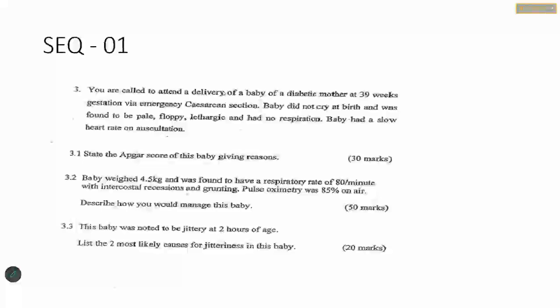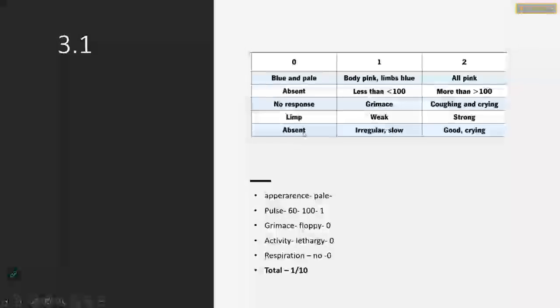Initially they asked me to state the APGAR score of this baby, giving reason. This is a 30 marks question, so we have to answer that properly. Sometimes we may know how to calculate the APGAR score, but we won't show that in the answer, so we won't get the full marks. So we have to write it properly in this method.